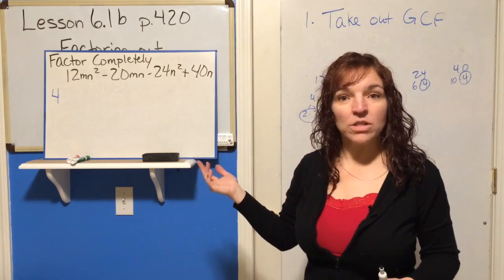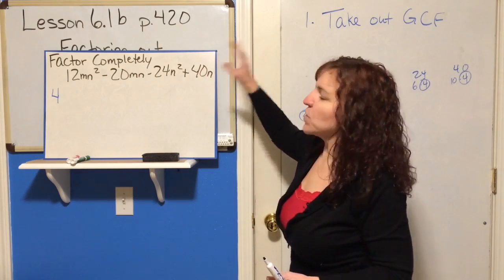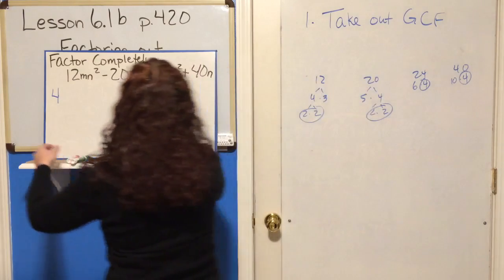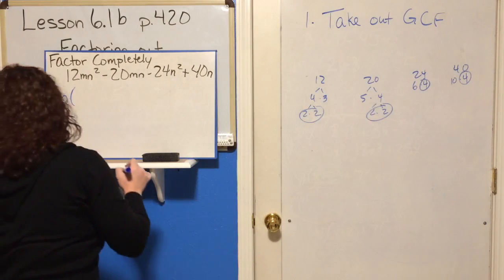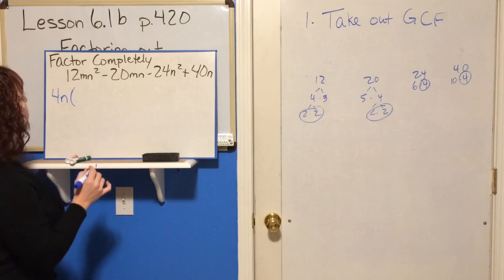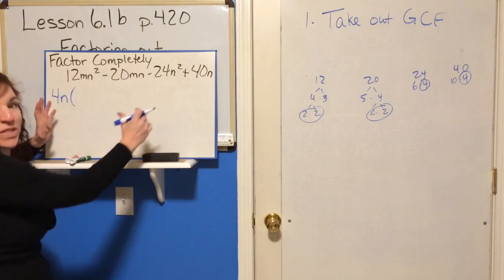So let's take an n out, okay? There's only one n in this one, so we can only take one out. So let's take one n out of all of them. All right, once we do that, now we're going to take it out and see what's left.